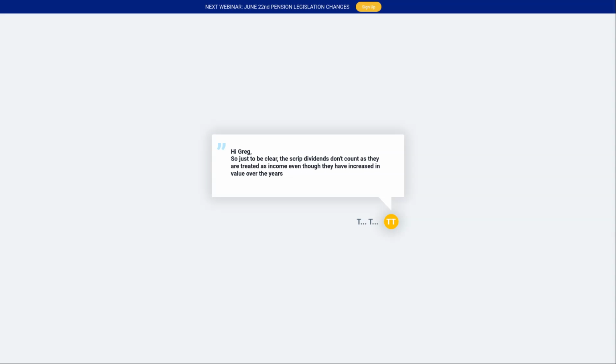Tim comes back on these scrip dividends. They don't count as they are treated as income, even though they have increased in value. Correct. Those are dividend incomes. They are not applicable to capital gains tax. So that has separate dividend allowances attached to it, which won't take from your annual exempt amount as it relates to capital gains tax.